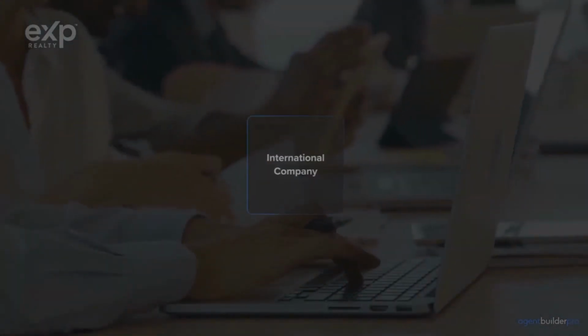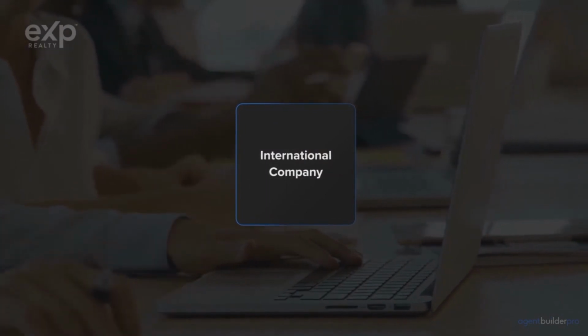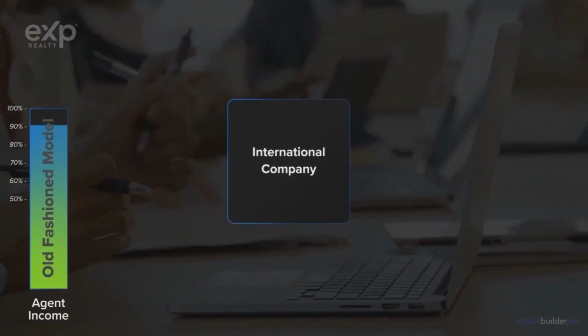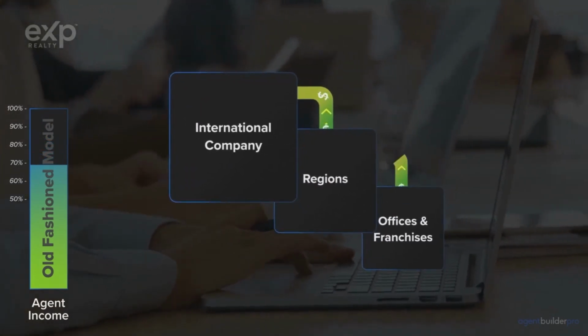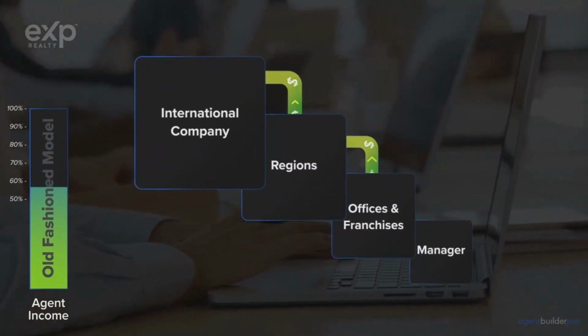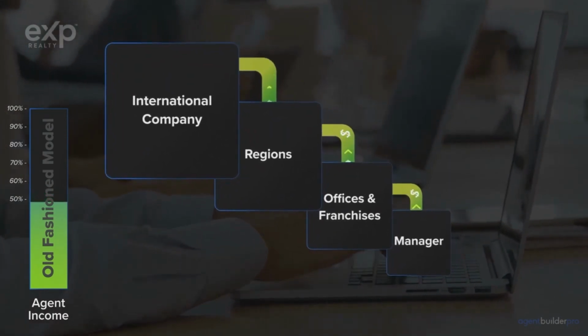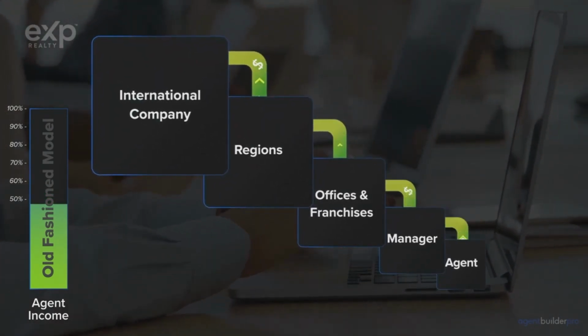There's been little to no innovation with the old-fashioned real estate models. Franchise brokerages all start with the company at the top, which feeds down to regions, followed by offices or market centers, followed by a local manager or team leader. The focus was on the brokerage and their brand, not on the agent and their business.